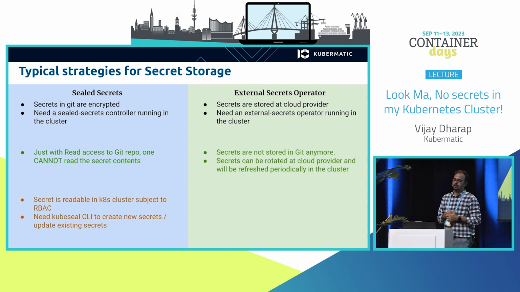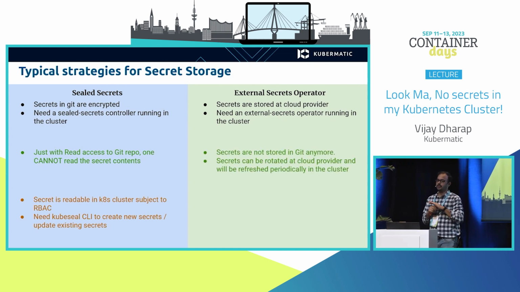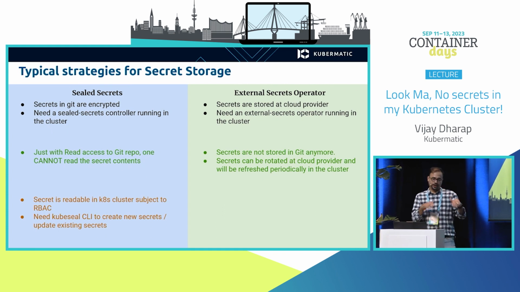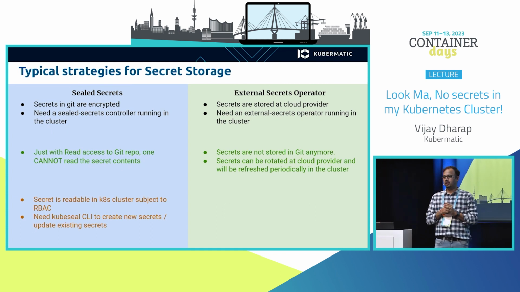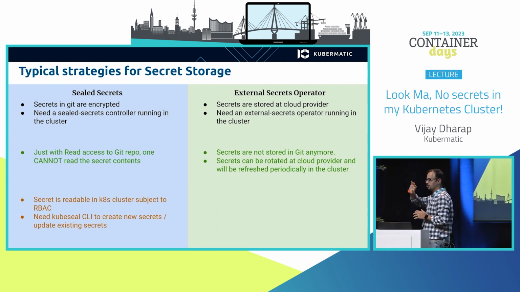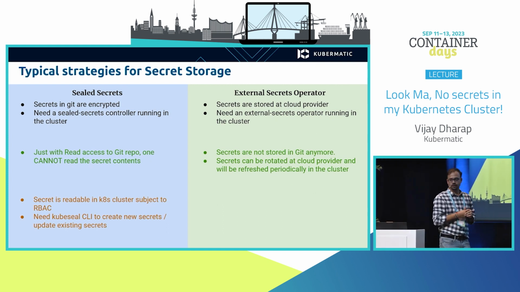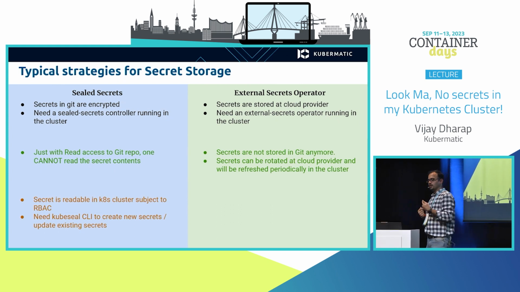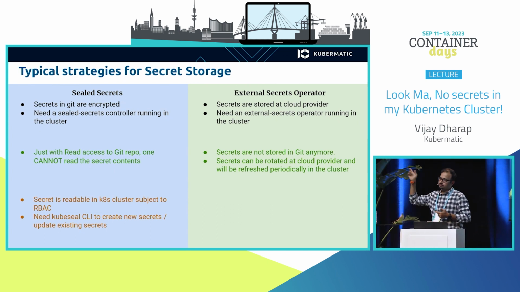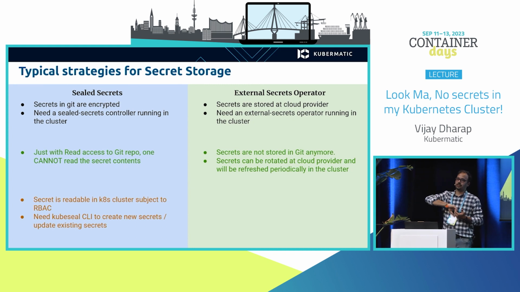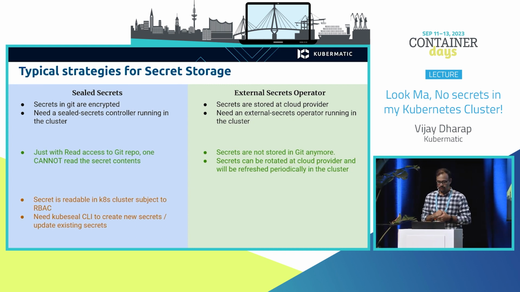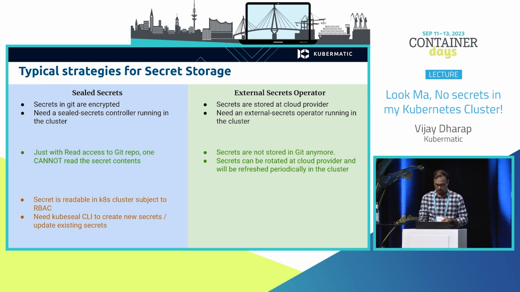So what are the benefits? Secrets are not stored in Git anymore, so anybody can have access to Git, and they will not know the secrets. Secrets are safely stored outside, in the cloud providers. And another good part is you can change the secret directly at the cloud provider, and it gets synced and rotated in the cluster. That's a pretty decent thing that I liked about External Secrets Operator.